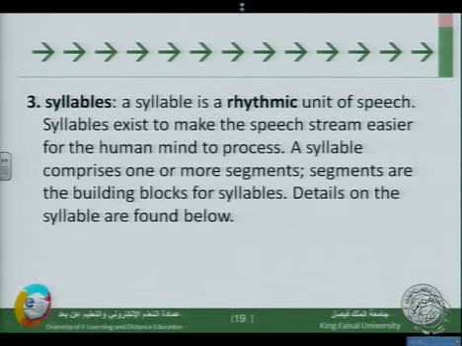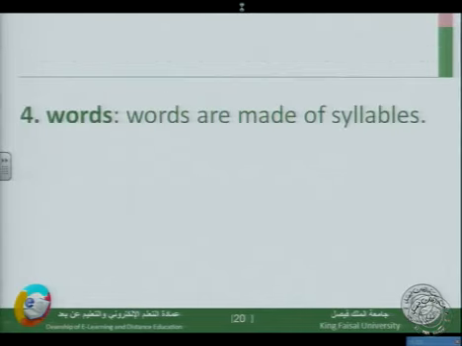Then we have syllable. A syllable is a rhythmic unit of speech. Syllables exist to make the speech airstream easier for the human mind to process. A syllable comprises one or more segments. Segments are the building blocks for syllables. Okay? And finally, after we have syllables together, we have words. Words are made of syllables.